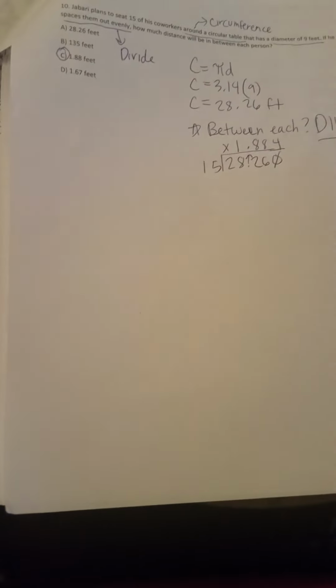So we're going to do 28.26, which is what we got for the circumference, and divide by the amount of people that there are, or the other number that's there. So 15. If I do that correctly, I will get 1.884. Okay. All right. So I got 1.884, and that is closest to 1.88, okay, because they didn't tell us to round, but if we did, we would get 1.88 if we round to the nearest hundredth.